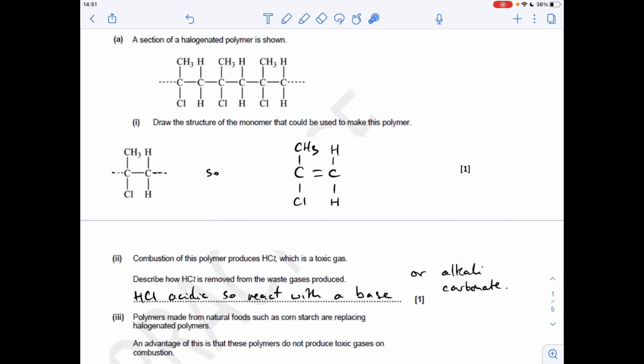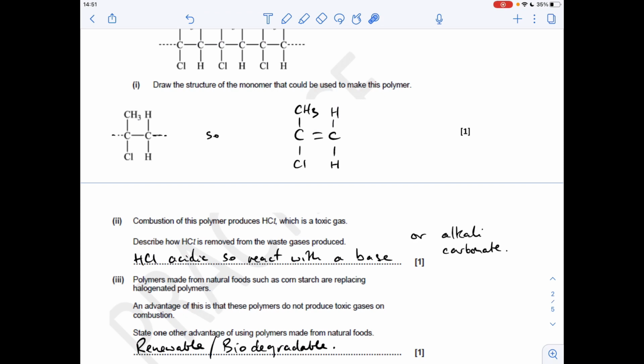Next part of the question is about the combustion of this polymer. Any polymer that contains chlorine is going to produce HCl when it's combusted. That's a toxic gas. That's one of the problems with chlorinated polymers. So suggest or describe a way in which HCl is removed. It basically boils down to the fact that HCl is acidic, and so you just react it with a base, or you could say an alkali or a carbonate. Essentially you just want to neutralize that HCl. And the final part of the question, an advantage of using polymers made from cornstarch over halogenated polymers, which are typically made from crude oil. They are renewable or biodegradable, you could say.